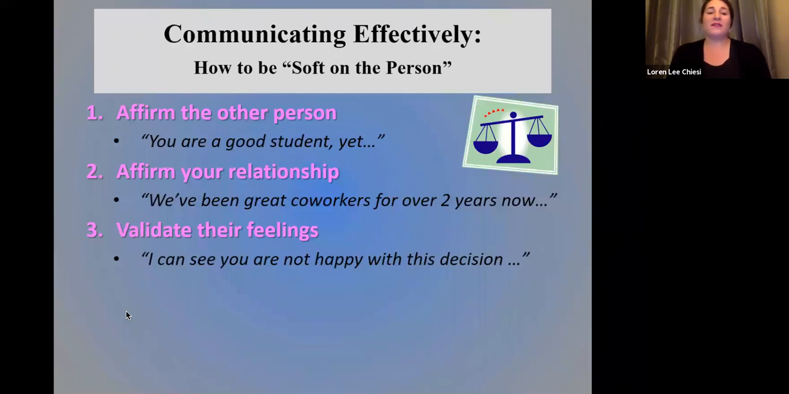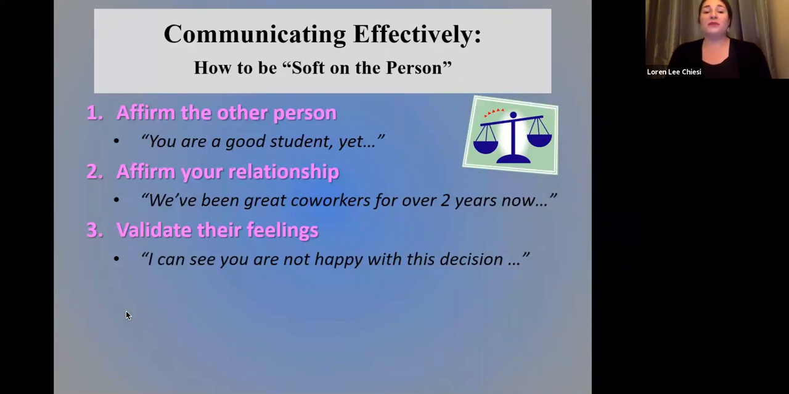Another thing you can do is validate feelings. So when I say validate feelings, I mean telling the person that you see how they're feeling and you noticed it and you realize that it's problematic. So, I can see you're not happy with the decision. I can see you're frustrated by what was mentioned earlier. I can see this is not going well.